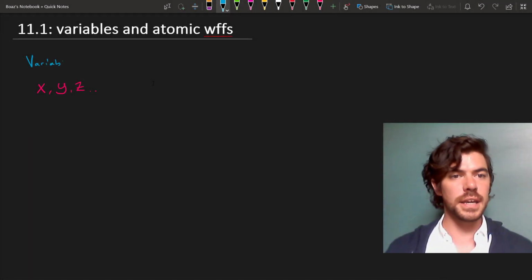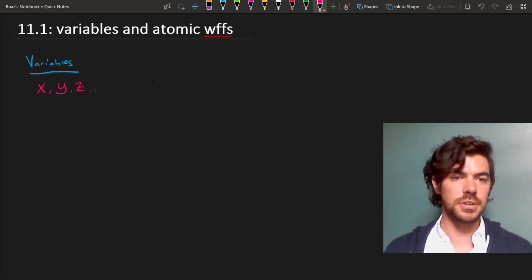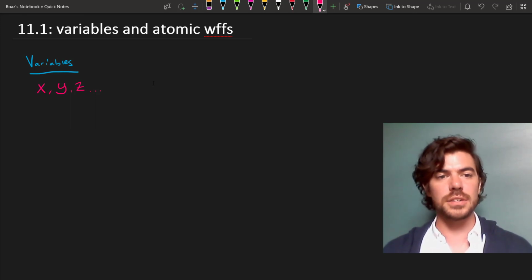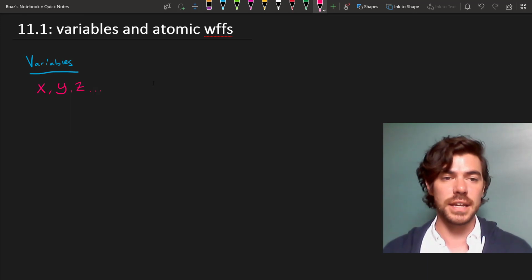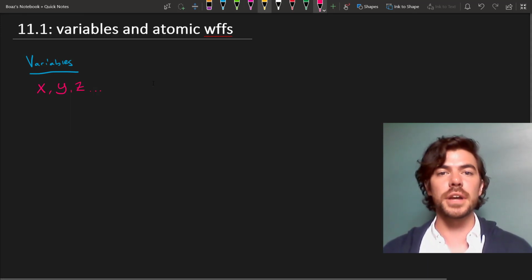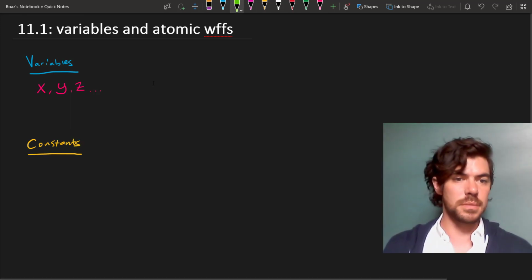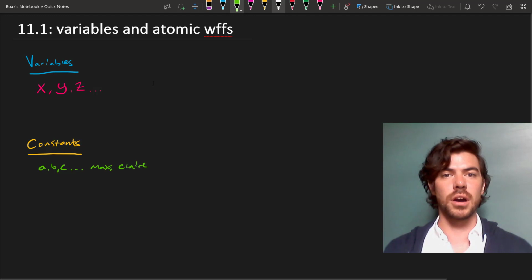So let's take a look at the idea of variables. These are the straightforward x, y, and z terms that we encountered in algebra and elsewhere, and they work like constants in their syntactic role and unlike constants in their semantic role. So recall that constants work like names. We use the items A, B, C, but also personal names like Max and Claire. These name a specific object.